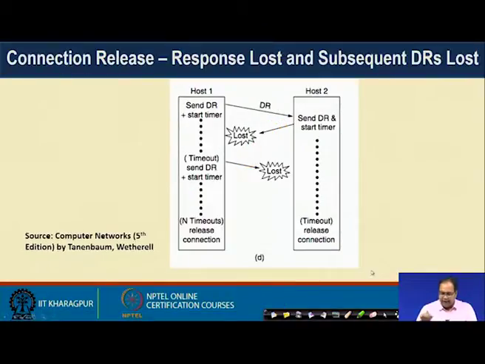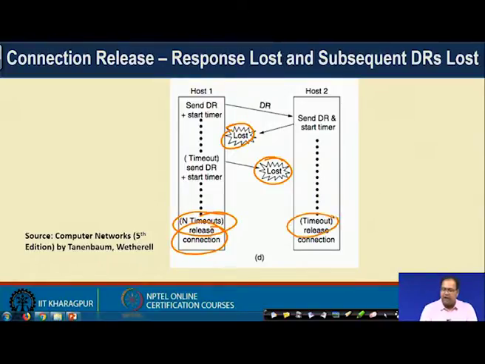Now, let us see another scenario when both the data release and the acknowledgement are lost. Here this data release is lost, and as well as the acknowledgement is lost. In this case, if both these messages get lost, then both the nodes will wait for a timeout value. Host 1 will try for n different timeouts, and once these n timeouts occur, it will release the connection. Host 2 similarly waits for the timeout value, and once the timeout occurs, it will release the connection.